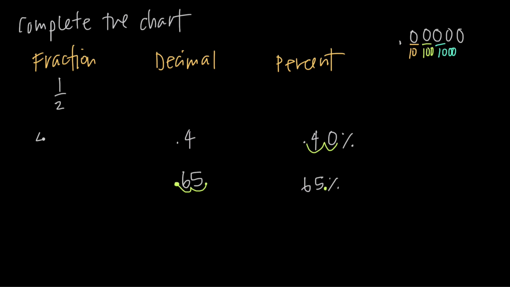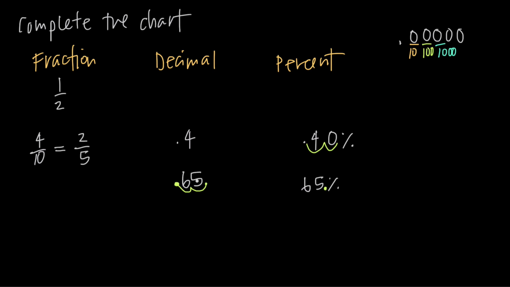So I say that this is 4 over 10, and then all I have to do is see whether or not I can reduce my fraction. And in fact, for this one, I can divide both the numerator and the denominator by 2 and get 2 over 5. So 0.4 is the same thing as 4/10, which reduces to 2/5.